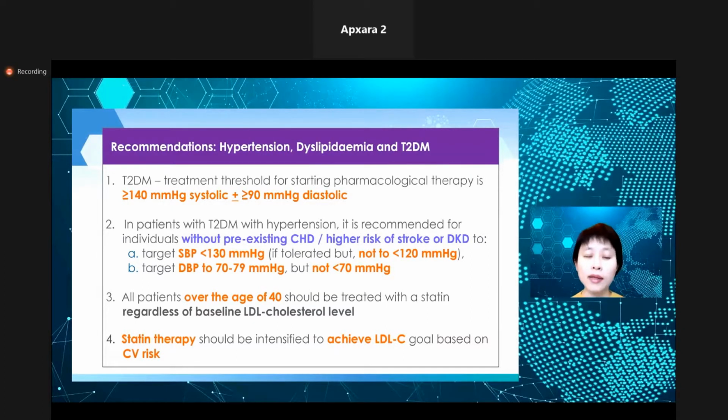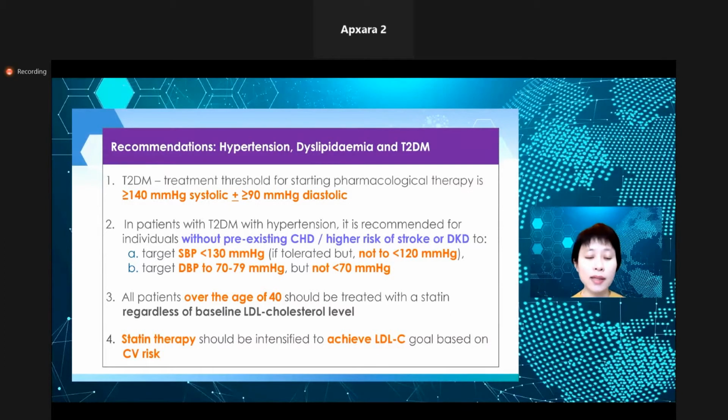The guidelines remind us to screen for hypertension and to initiate treatment when systolic blood pressure is above 140 or diastolic above 90. Blood pressure should be treated to target, but we must not treat below 120 systolic or below 70 diastolic to avoid the J-curve phenomenon.